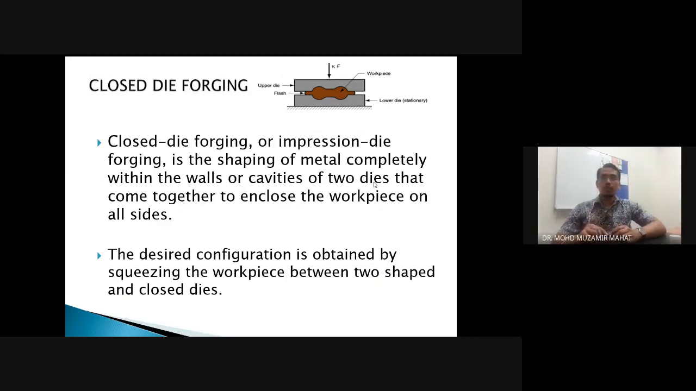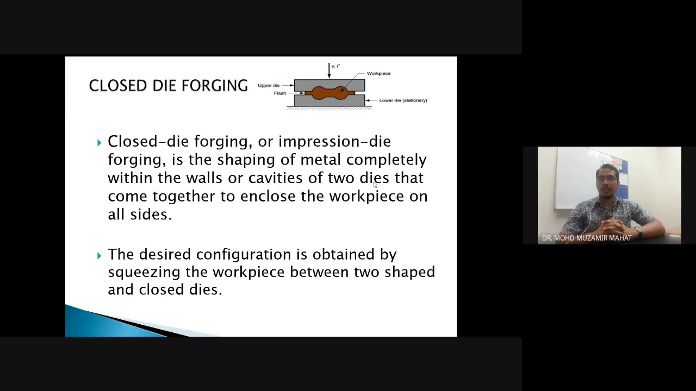Meanwhile, close die forging, or what we also call impression die forging, is the shaping of metal completely within the walls of cavities of two dies that come together to enclose the workpiece on all sides. It means that the system is a closed system. The desired configuration is obtained by squeezing the workpiece between two shaped, closed dies.